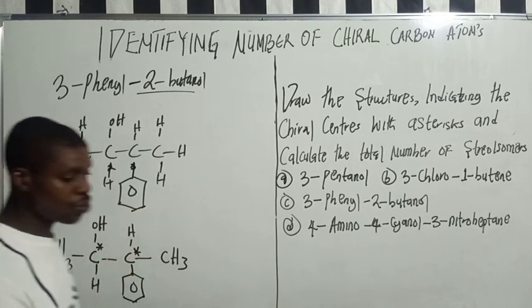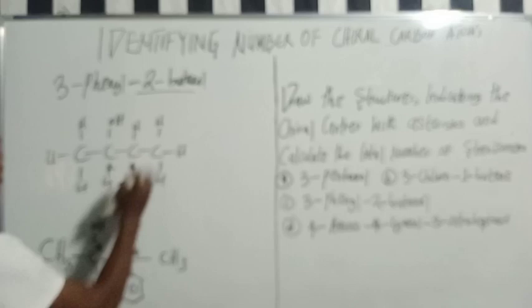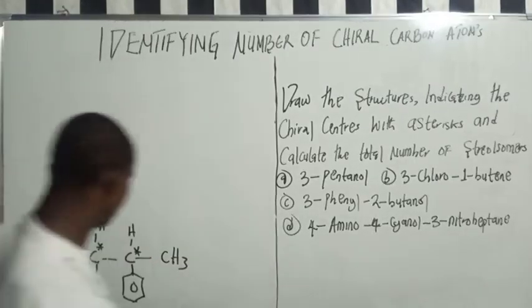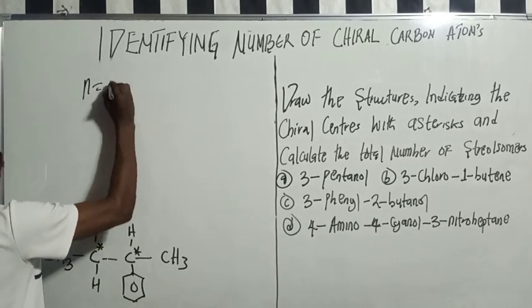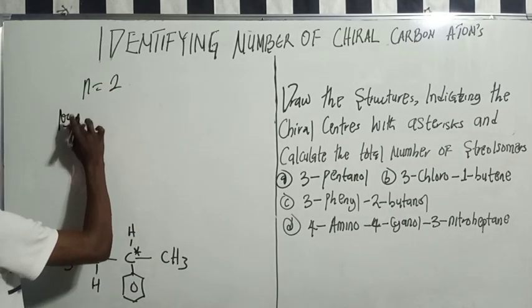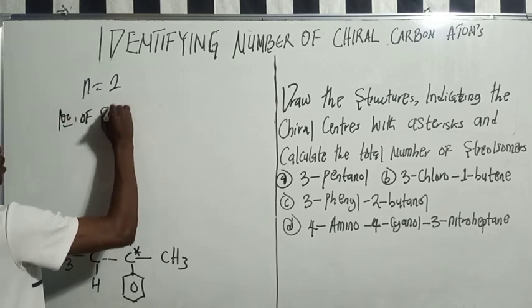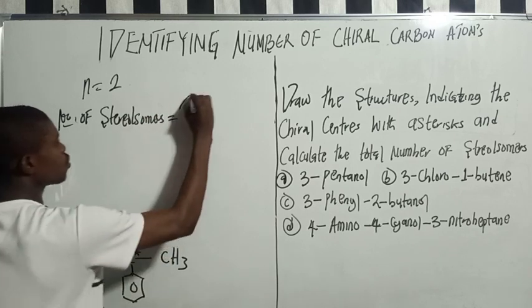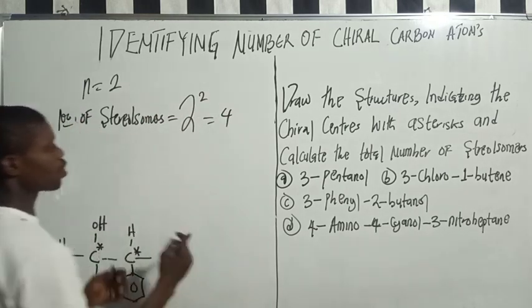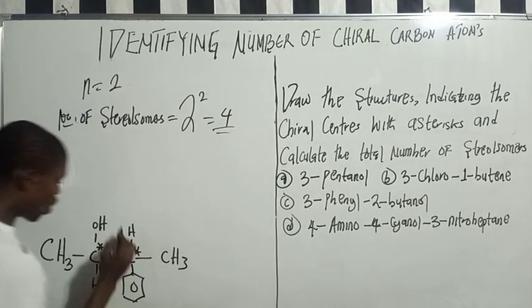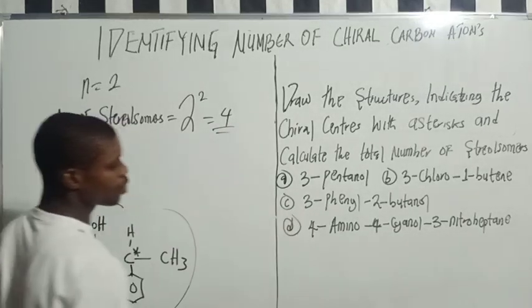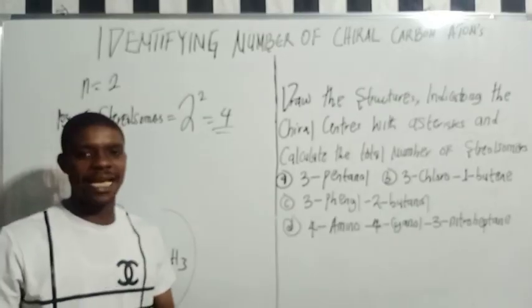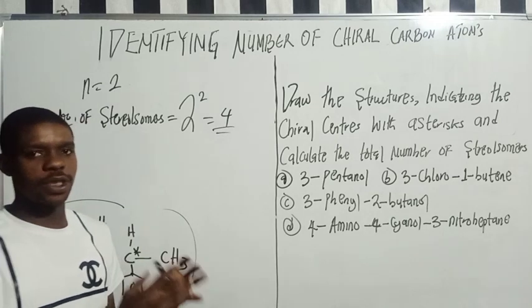So we have 2 chiral centers. So my N is equal to 2. So the number of possible stereoisomers is equal to 2 raised to 2, which is 4, because it's going to be 2 times 2, right? So it means that this compound here, 3 phenyl 2 butanol, has 4 possible stereoisomers. Like I said, in a future video, I want to teach you how to draw the possible stereoisomers.